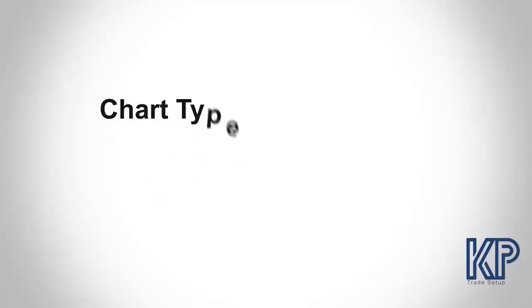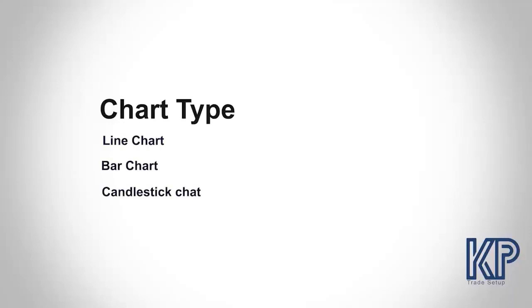In this chapter, we're going to learn about understanding charts and time frame. Before we start, we should know a few terms and practices such as line, bar, and candlestick chart. Chart types: line chart, bar chart, and candlestick chart.